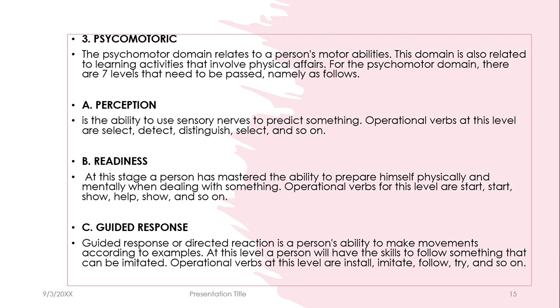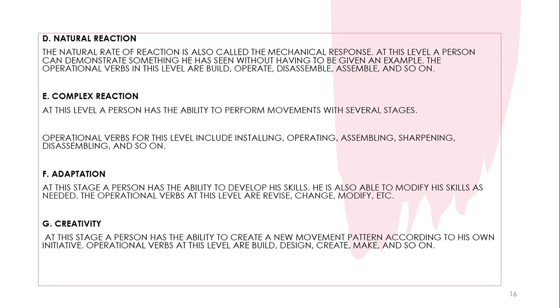Next, guided response. Guided response or direct reaction is the person's ability to make movements according to an example. At this level, a person will have the skills to follow something that can be imitated. Operational verbs at this level are install, imitate, follow, try, and so on. Next, natural reaction, complex reaction, adaptation, and creativity.